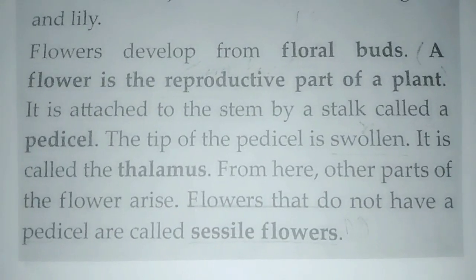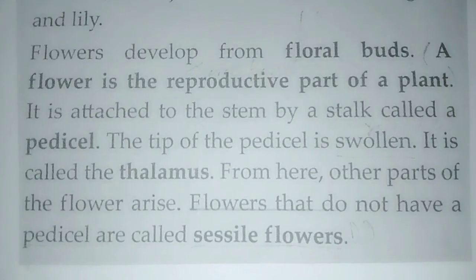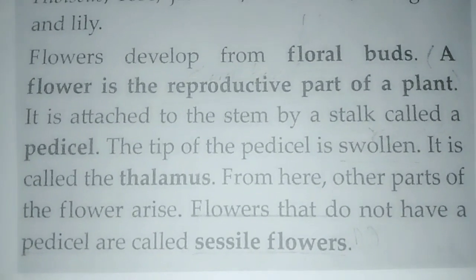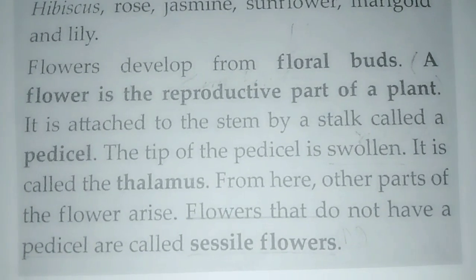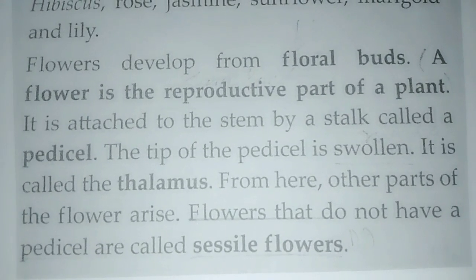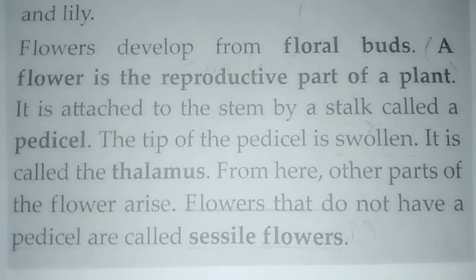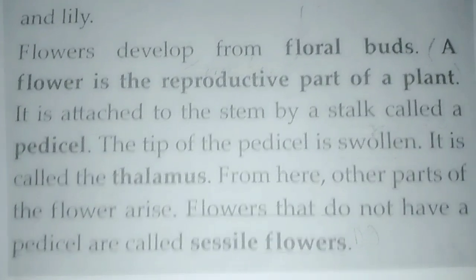Flowers develop from floral buds. A flower is the reproductive part of a plant. It is attached to the stem by a stalk called a pedicel. The tip of the pedicel is swollen. It is called the thalamus. From here, the other parts of the flower arise. Flowers that do not have a pedicel are called sessile flowers.